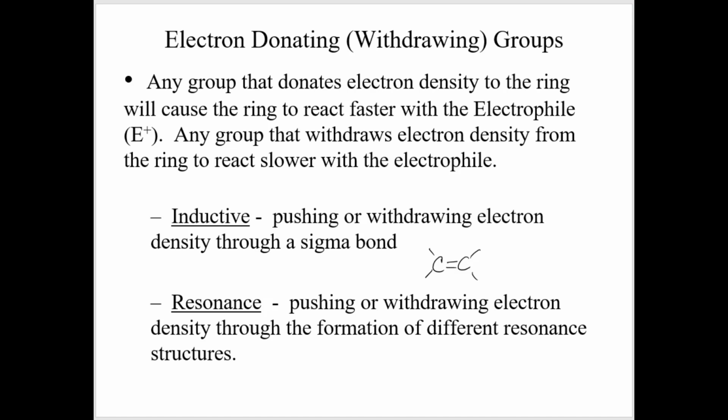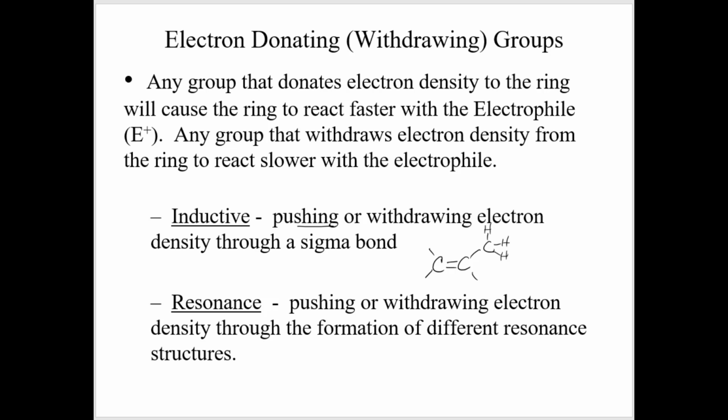If you said more substituents, you're correct, right? More alkyl groups, more substitution, more stable. Why? Because pushing electron density into the double bond makes it more stable. Pushing electron density. So we've done this.